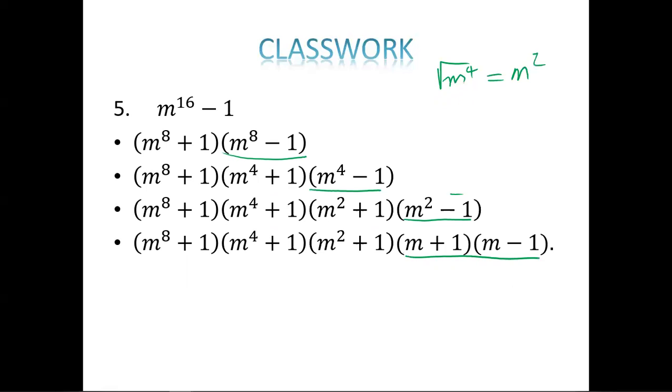Someone might be asking, but then why haven't we been factorizing the other ones? Why are we not factorizing this m to the exponent of 8 plus 1? That is because that is a sum of 2 squares. We cannot factorize the sum of 2 squares. Again, here, all of these are sums of 2 squares.